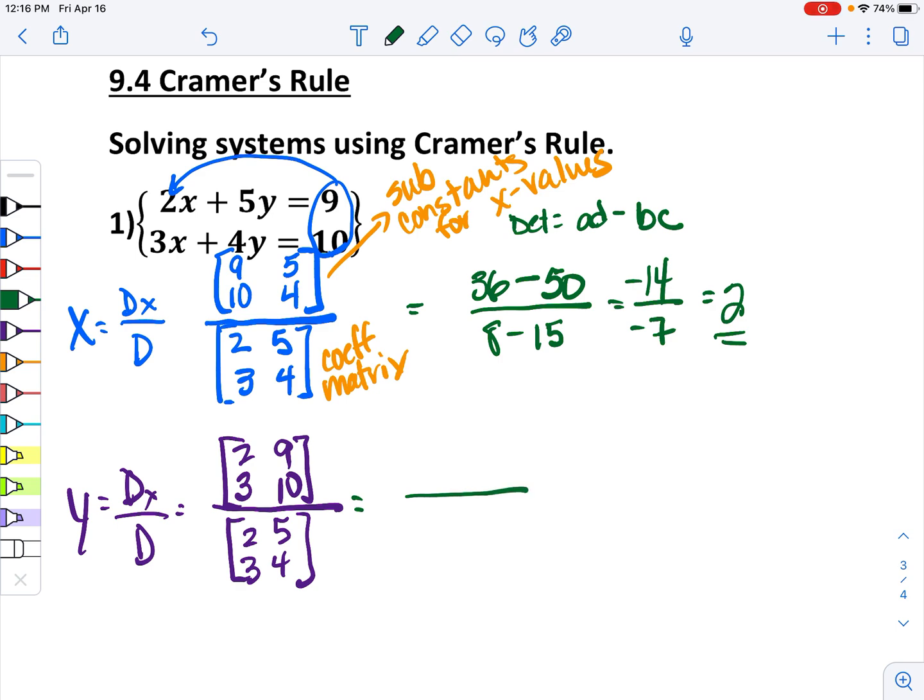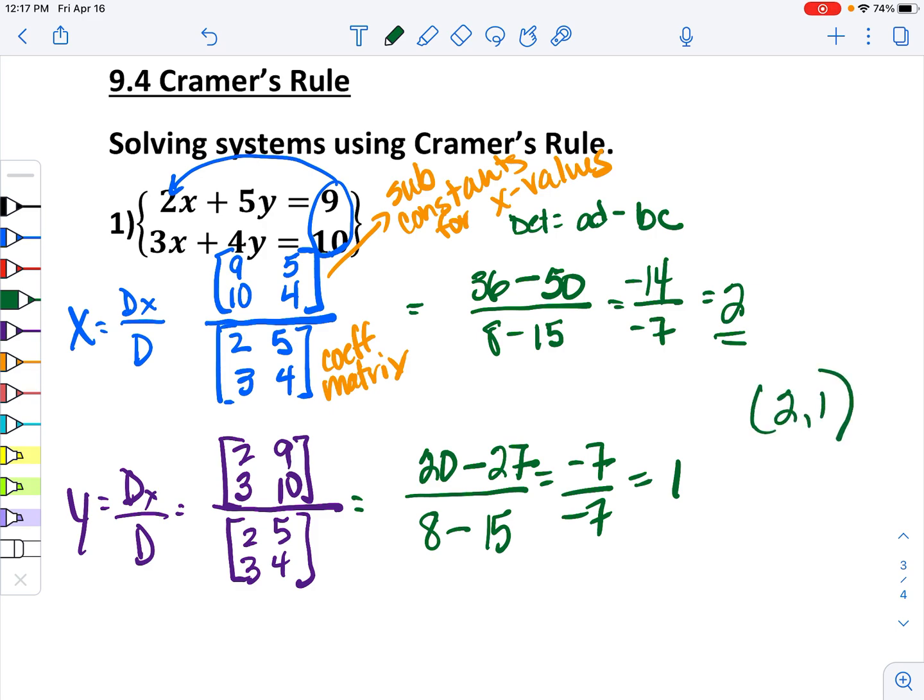Okay, AD minus BC. A times D is 20, B times C is 27. On the bottom, 2 times 4 is 8, minus 3 times 5, which is 15. 20 minus 27 is a negative 7. 8 minus 15 is a negative 7. So that's a 1. So my solution is 2, 1.